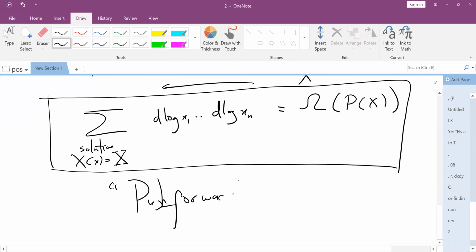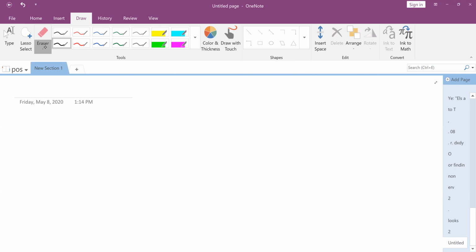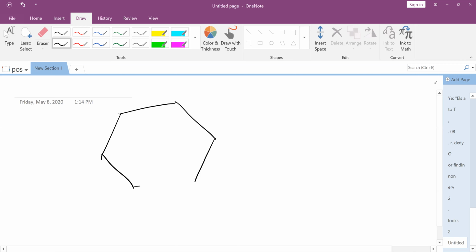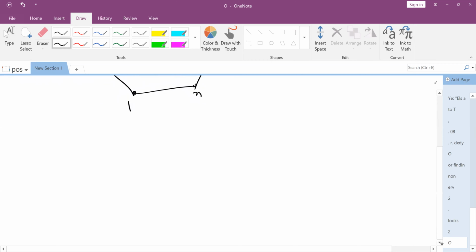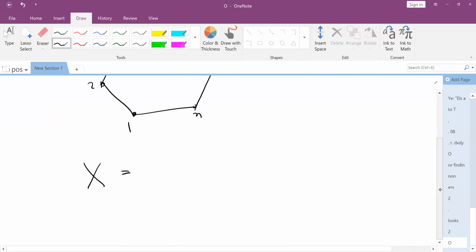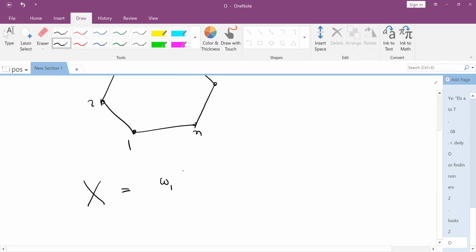In order to make this strategy useful, you need to find some way of actually doing this mapping. And there's a very pretty way of doing this mapping when you have polytopes. Again, let me illustrate with the case of a polygon. Let's say the vertices of the polygon are 1 through n. Then, of course, any point inside the polygon can be written as some positive weight 1 times vertex 1, positive weight 2 times vertex 2, some weighted positive sum of all the vertices.